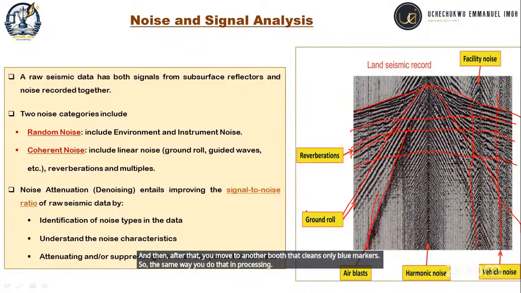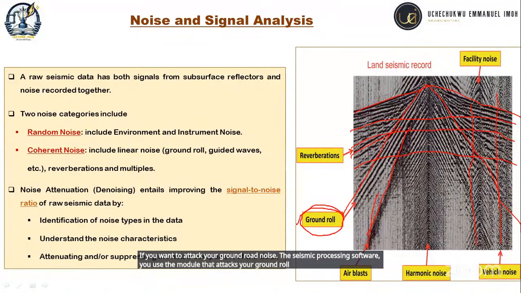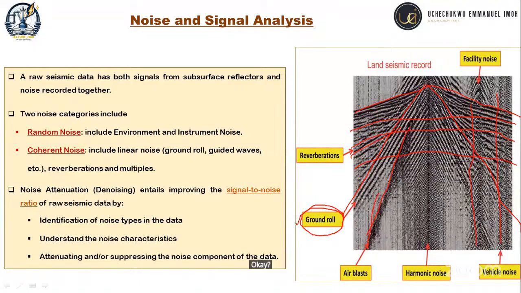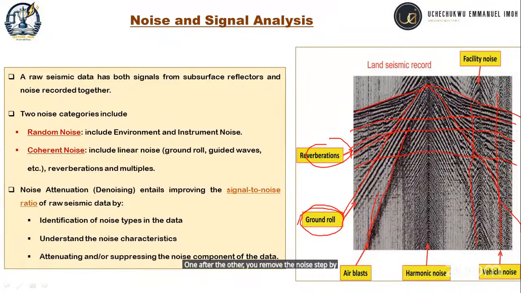If you want to attack your ground roll noise, in the seismic processing software, you use the module that attacks your ground roll noise, and you attenuate your ground roll noise. Next, you can now go to another type of noise, maybe your reverberation, you attack those ones. One after the other, you remove the noise step by step in the seismic data. If it's your ground roll noise, you need to know its properties.